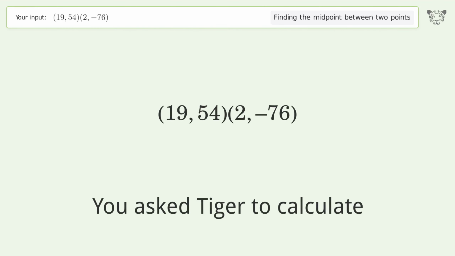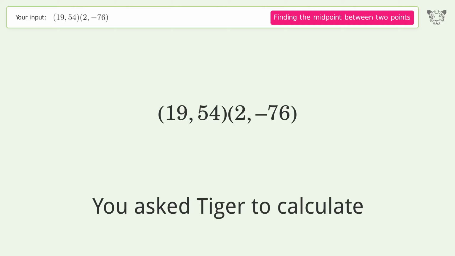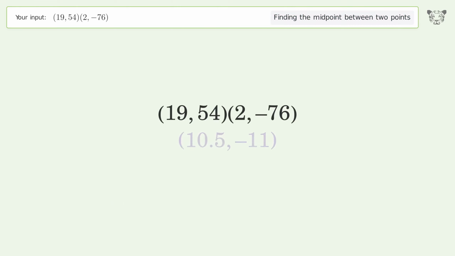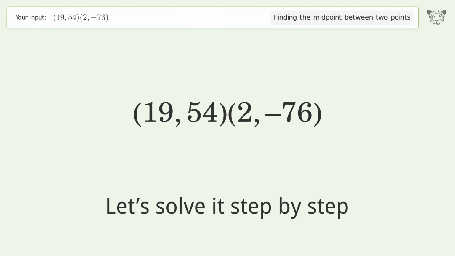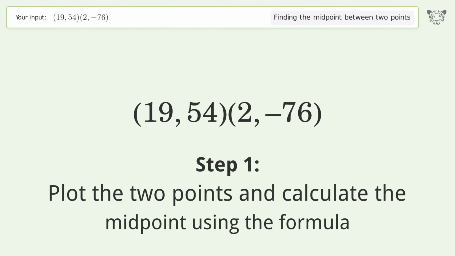You ask Tiger to calculate. This deals with finding the midpoint between 2 points. The midpoint between the 2 points is 10.5, -11. Let's solve it step by step. Plot the 2 points and calculate the midpoint using the formula.